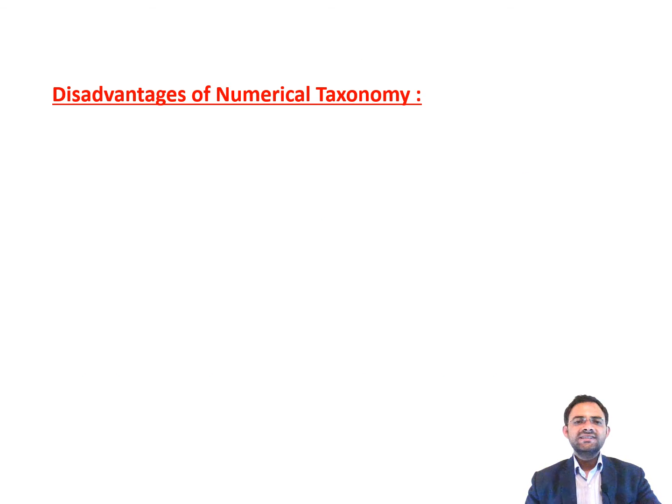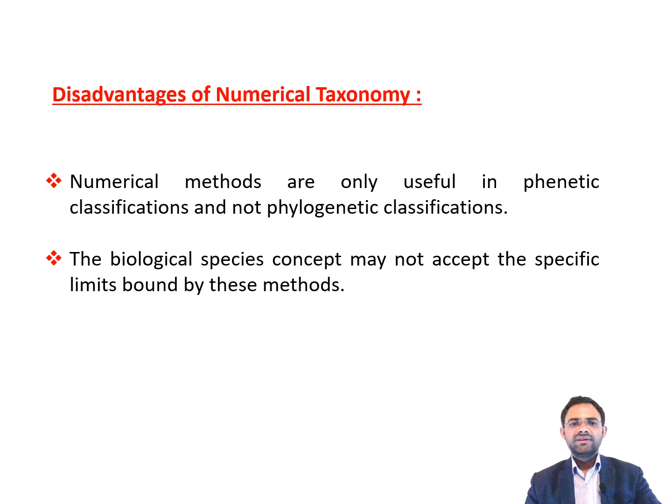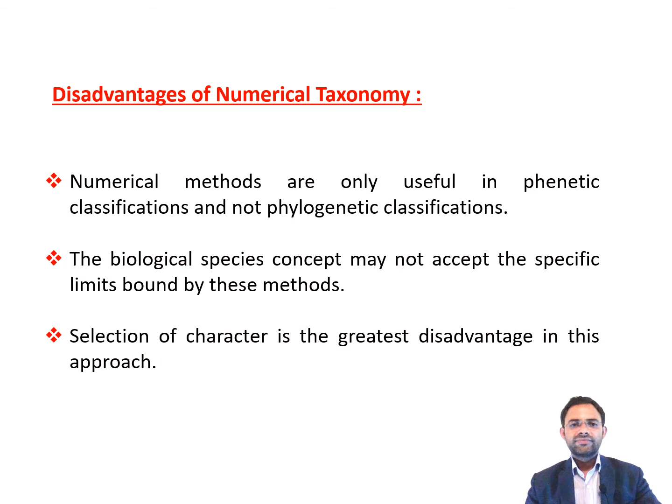Besides the applications and advantages of numerical taxonomy, we have some disadvantages on the other hand. They are: the numerical methods are only useful in phenetic classifications and not useful in polyphyletic, phylogenetic or evolutionary classifications. The biological species concept may not accept the specific limits bound by these methods. Selection of characters is the greatest difficulty in this approach.